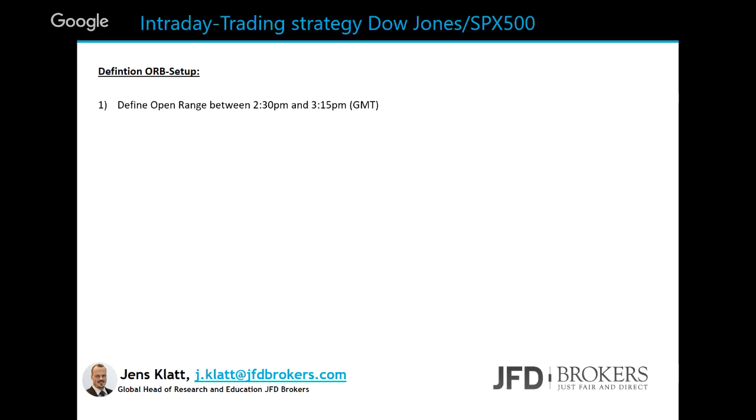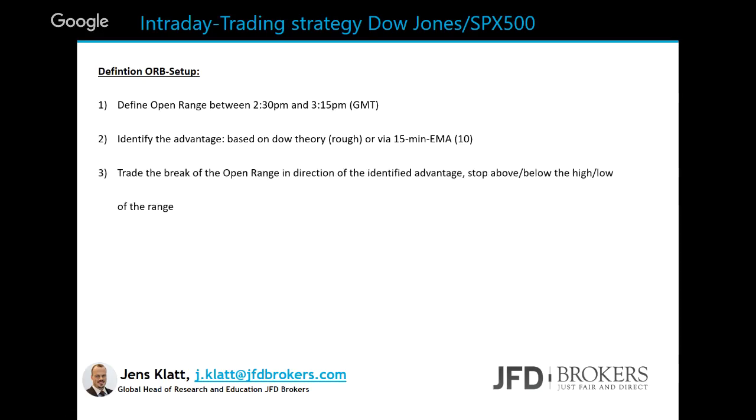GMT. And if we define it, meaning we take the high and we take the low of this range, we from there then go in direction of the identified advantage once the market breaks out of this open range, which means we are using here the 15-minute exponential moving average 10. So trading in direction of the identified advantage, meaning everything above the EMA 10 here is long, everything below is short. I will give you an example based on yesterday, which worked out pretty well yesterday, in fact. And then we trade the break of the open range in direction of the identified advantage.